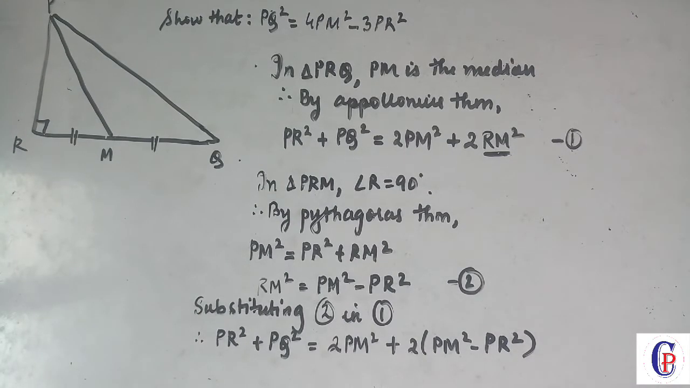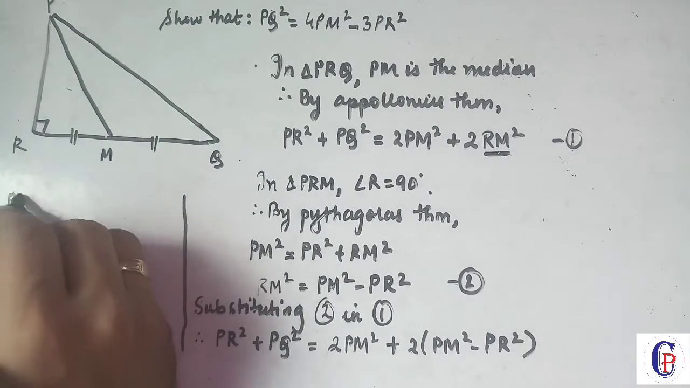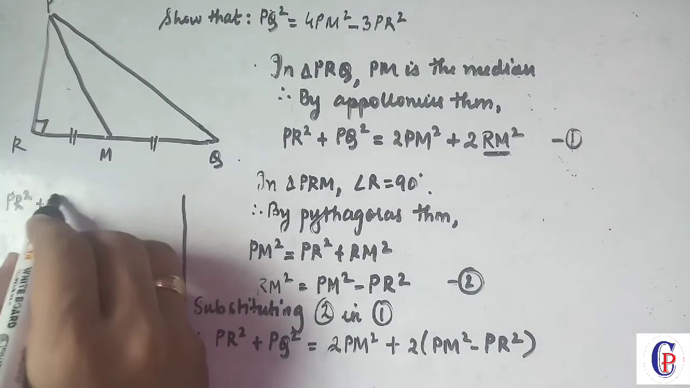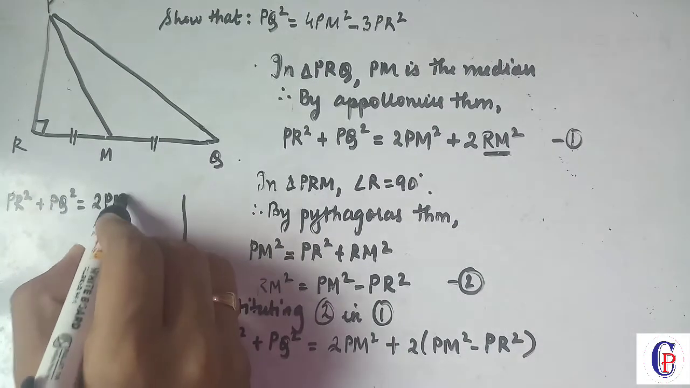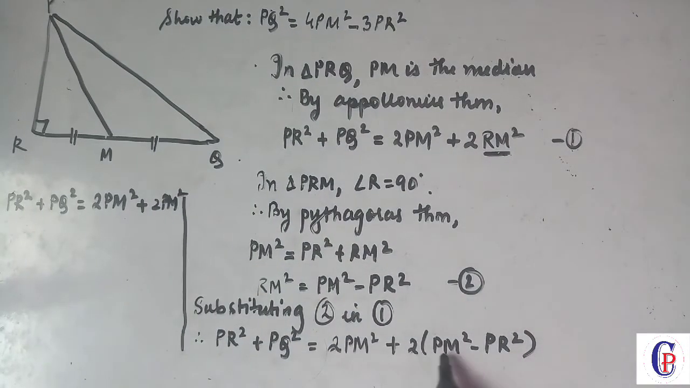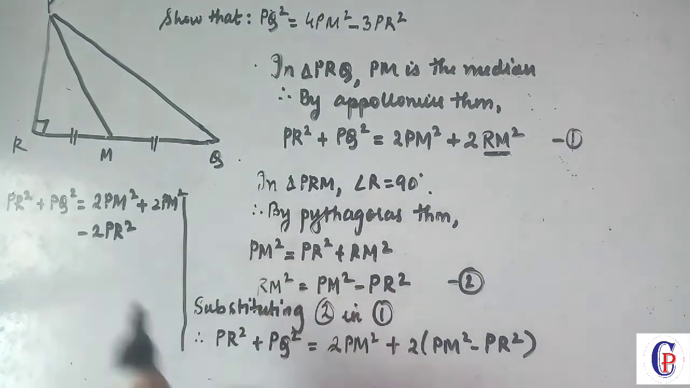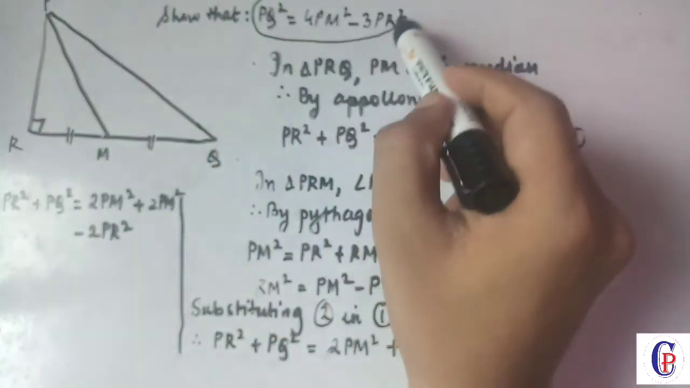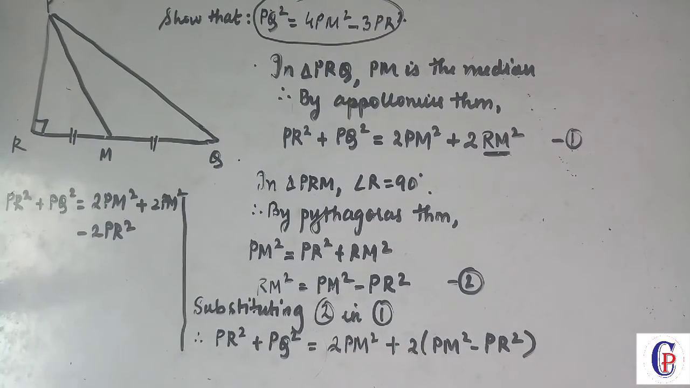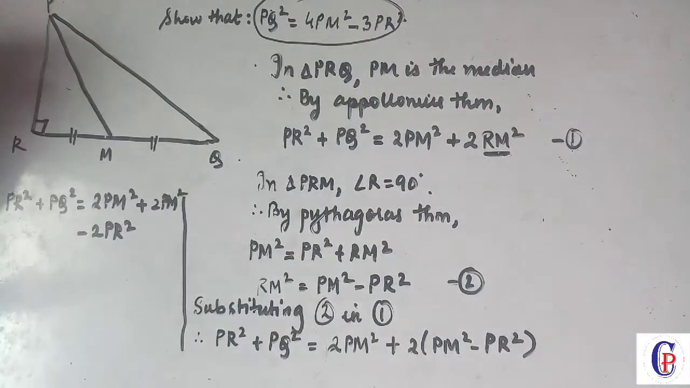I will continue it here. So now open the brackets, you will get PR square plus PQ square is equal to twice PM square plus twice PM square minus twice PR square, that is, minus 2 PR square. If you see this, we want only PQ square on the left side, and this PR should come on the right side.